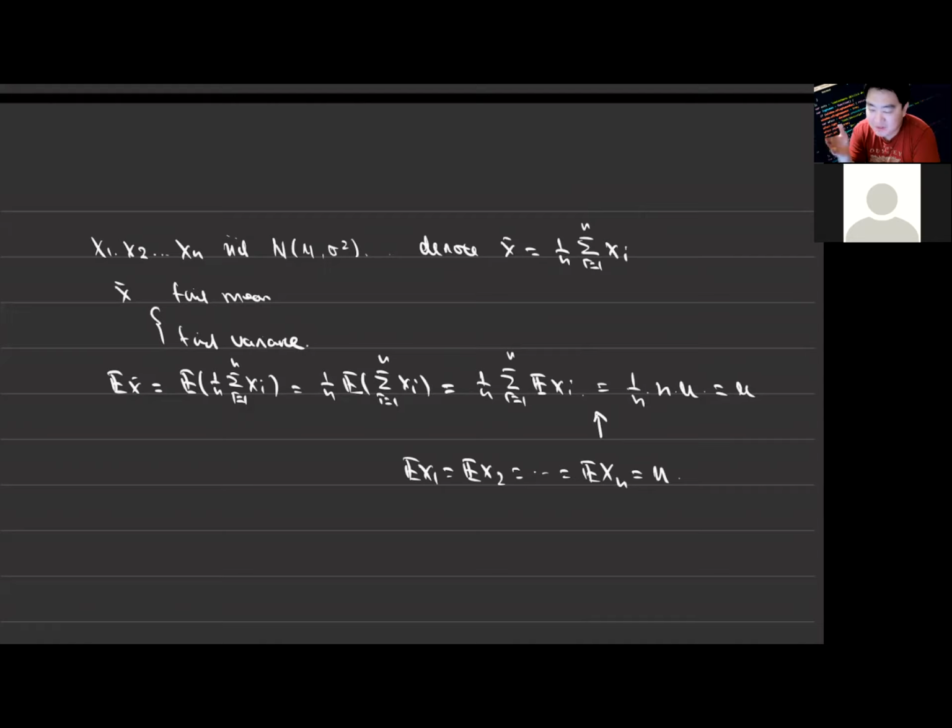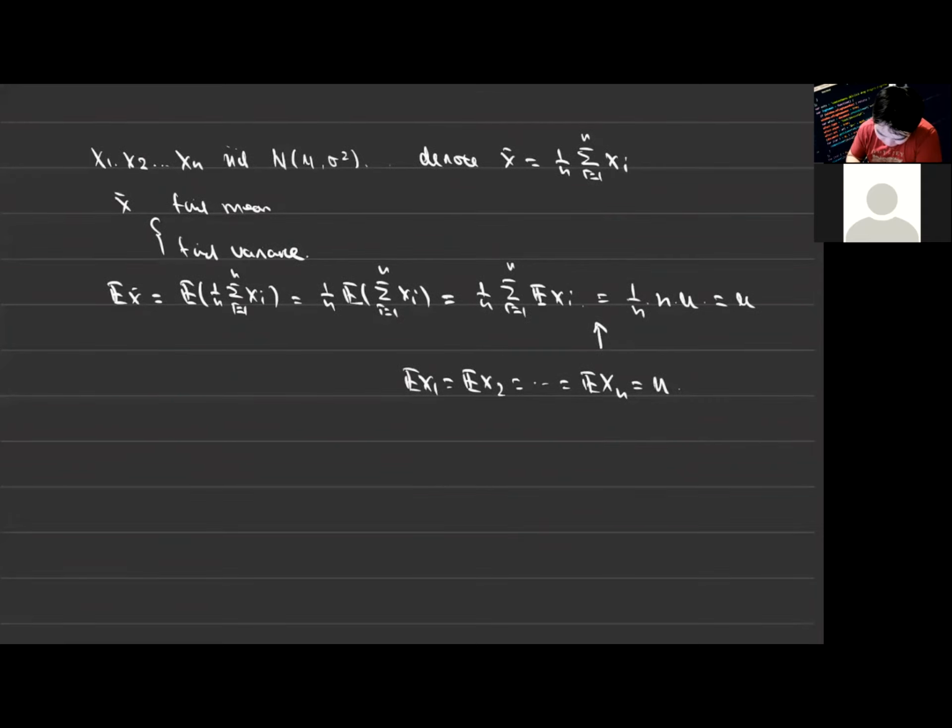So the conclusion here is, if you look at the average of the average, it's just your average. So that's essentially what this statement says. Okay. So we're done with the first one. Now we're going to move on to the second one.